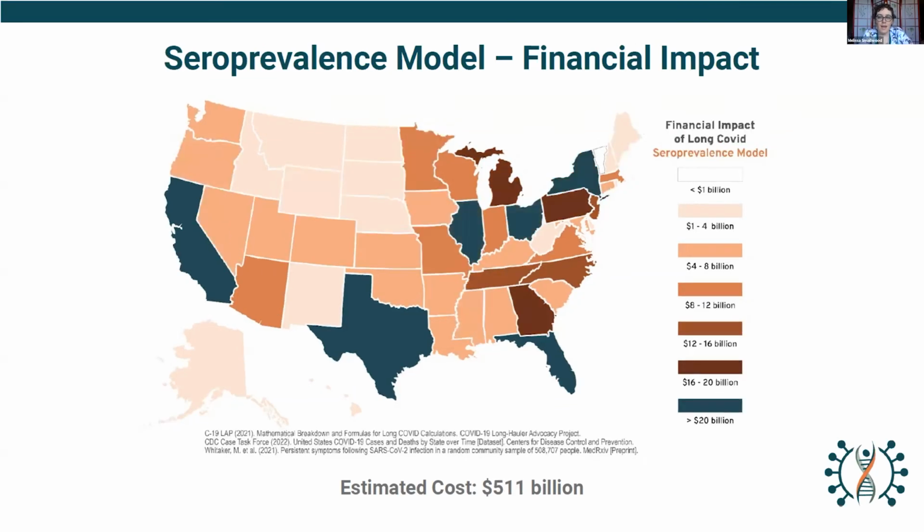Beautiful. Yep, and then our seroprevalence model gives an estimated personal cost of long COVID so far at $511 billion. And you can see from the map that the cumulative cost in each state is just gradually ticking up, with the states with the highest populations obviously bearing the highest cost, but really the cost of this is going to be felt in every state in the nation, and we are not right now in a position to deal with that.